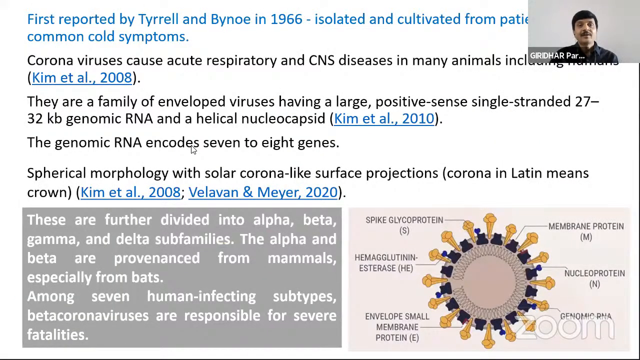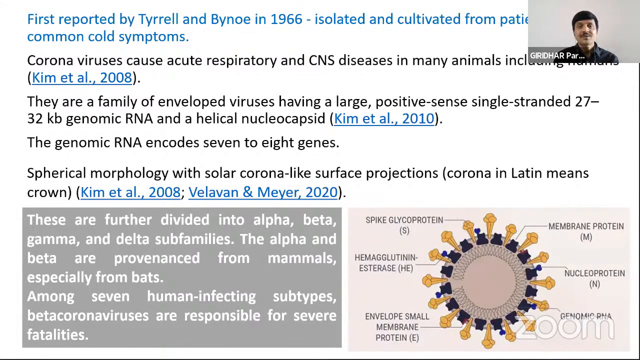First reported by Tyrell and Byam in 1966. This also belongs to a particular type of common cold symptoms. Otherwise, the normal cold virus is the rhinovirus, but structurally certain variations will be there, because of its spherical nature and a lot of spike-like projections. That's why in Latin it is called crown, that is, coronavirus. Otherwise, it looks like a crown.